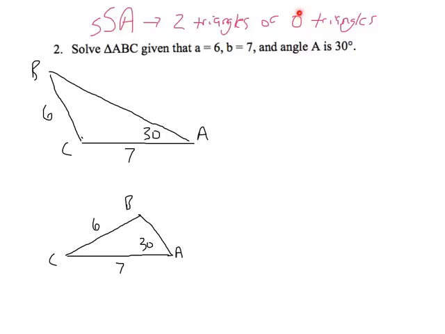So I would say that sine of 30 over, in this case 6, should equal sine of angle B over 7. And again, I can do the cross multiplying and the dividing and come up with an answer. In this case, once I do that, I get B equals 35.69 degrees.